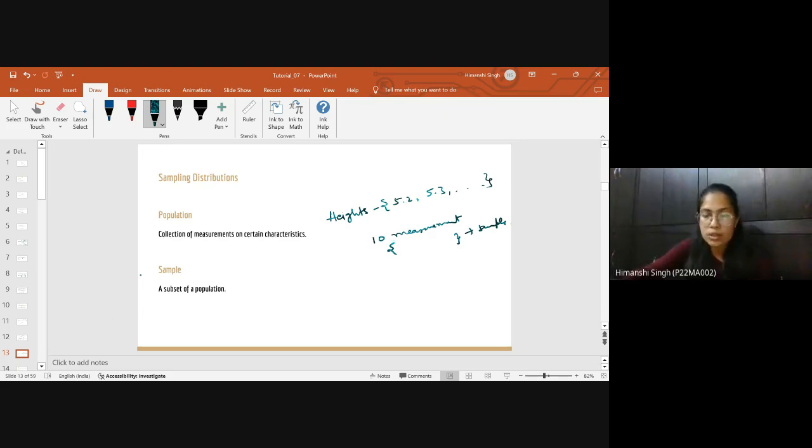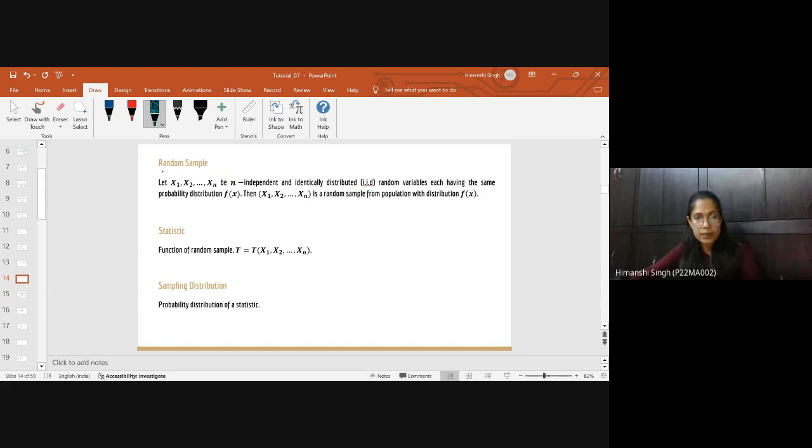Now, what is a random sample? I can take any 10 observations or any 12 observations, and that is a sample. But what is a random sample, which we are concerned about? If I have x1, x2, ..., xn, n independent and identically distributed random variables, where the probability distribution of each random variable is the same, that is fx, then I will say that x1, x2, ..., xn is a random sample from a population with distribution fx.